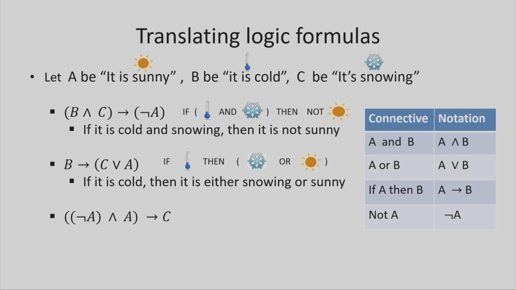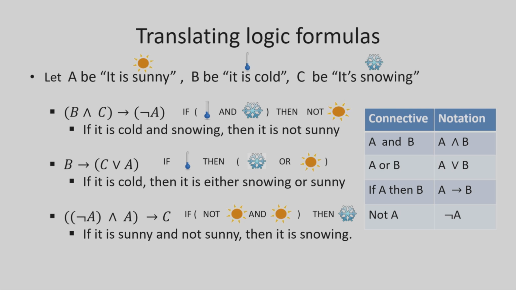Let's try another example. So not A will be it's not sunny. A will be it's sunny. And C is snowing. So you end up with a sentence, if it's not sunny and sunny, then it's snowing. Okay, that's kind of a weird sentence, doesn't quite make sense, but still, the way it's structured is a perfectly valid formula in the language of logic.